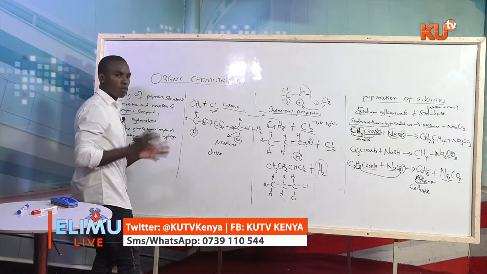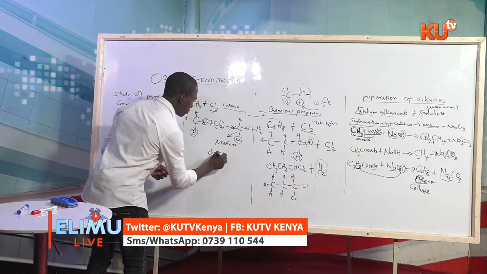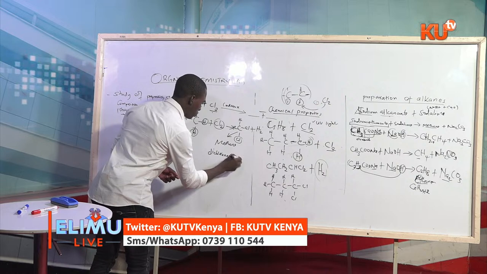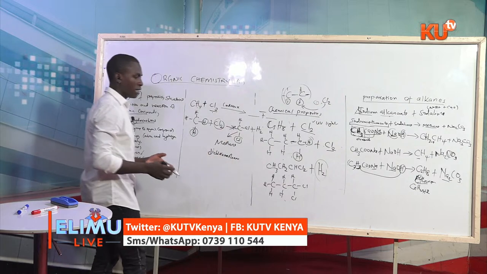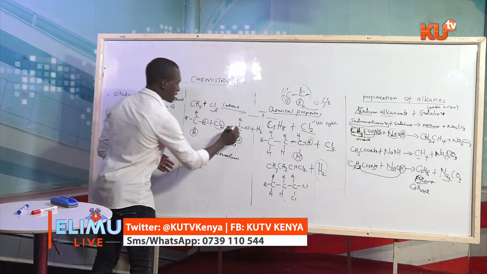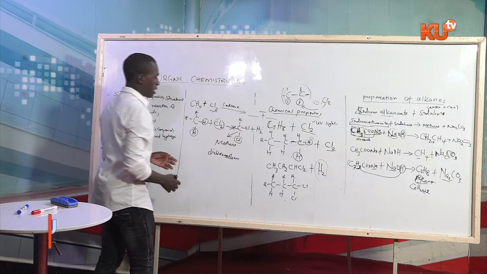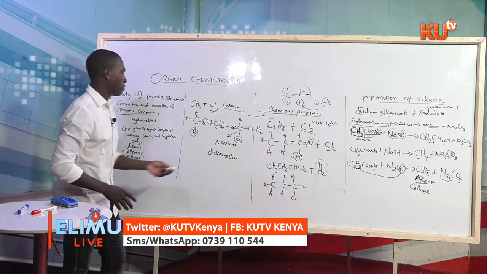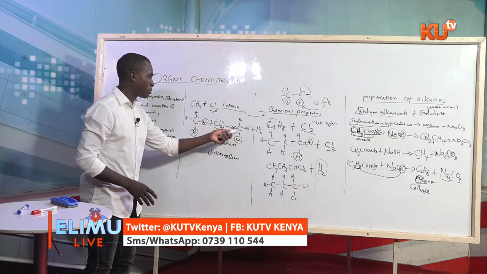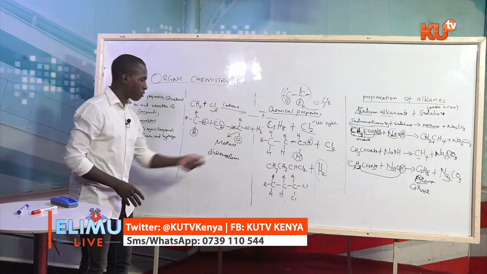Because they are two chlorine atoms, we shall call this dichloromethane. So methane comes from the parent name, which is given by the number of carbon atoms that compound contains. And because it has one carbon, it is methane. But because it's attached to two chlorine atoms, it will be dichloro, because you have two chlorine atoms attached to the same carbon, so it is dichloromethane.